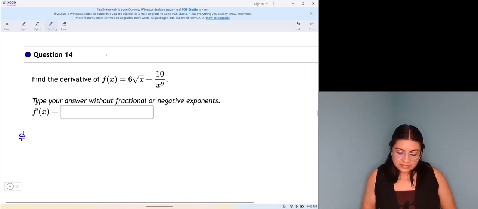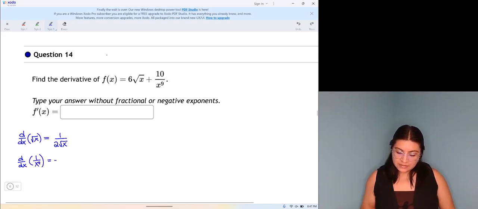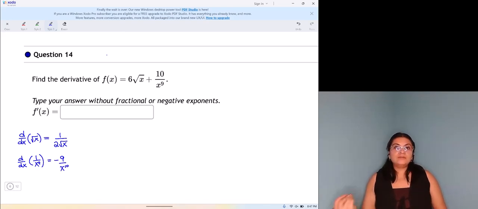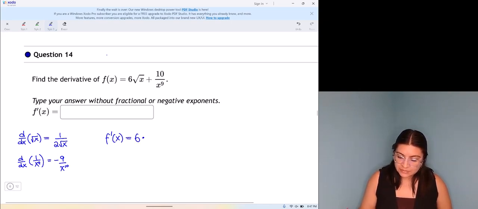If you can remember this, it's going to make things a lot easier. The derivative of the square root of x is 1 over 2 the square root of x. The derivative with respect to x of 1 over x to the 9th is negative 9 over x to the 10th. How does this help? It helps because now you go back and you say, oh, the derivative is 6 times 1 over 2 square root of x.